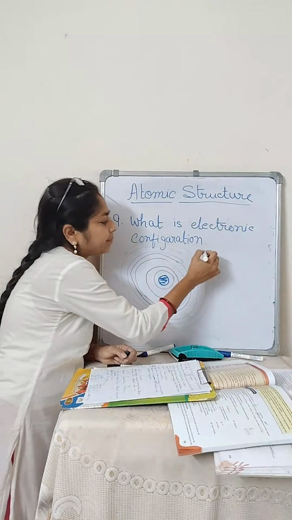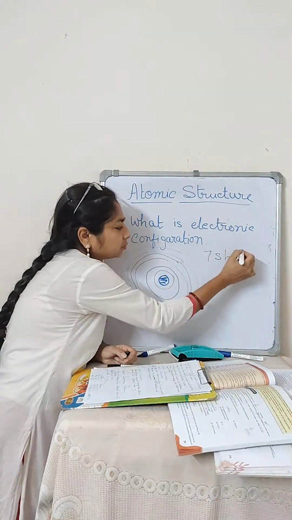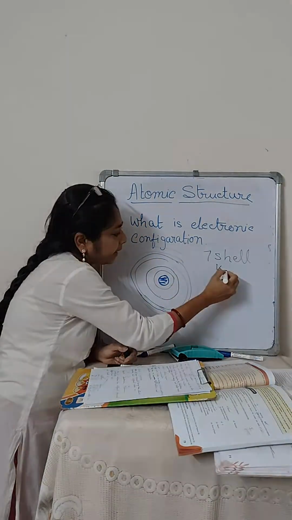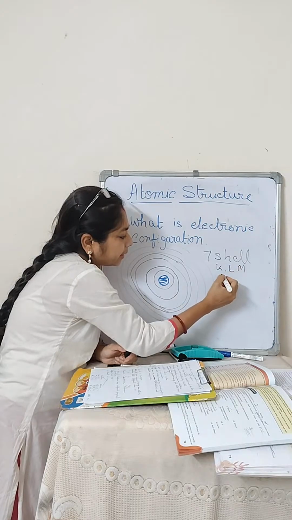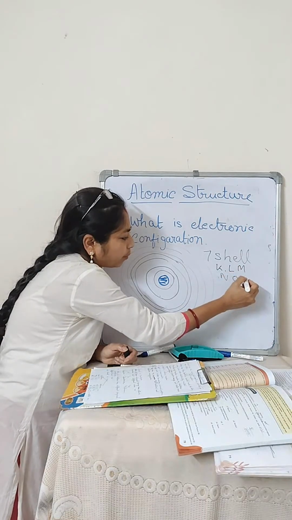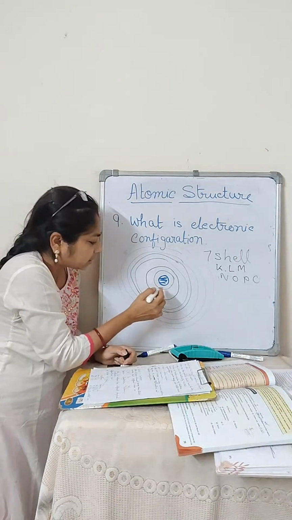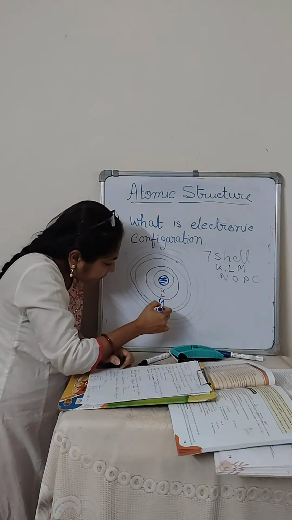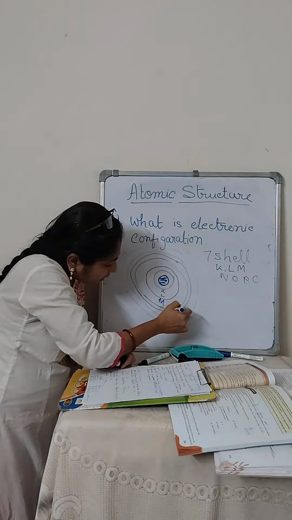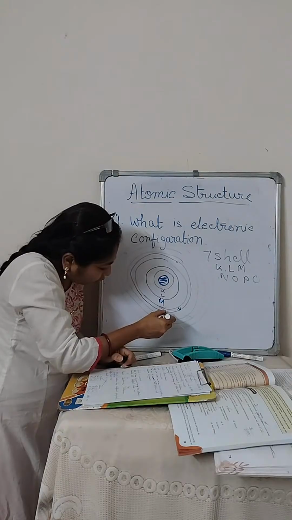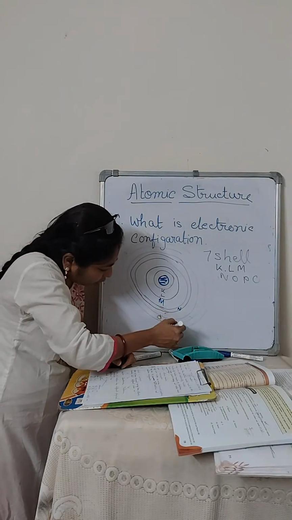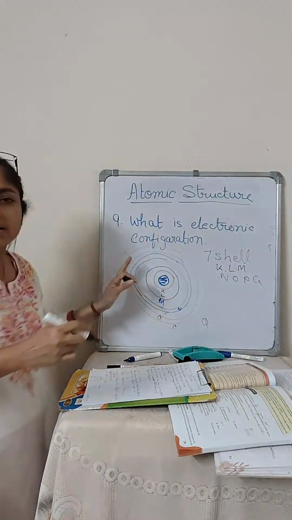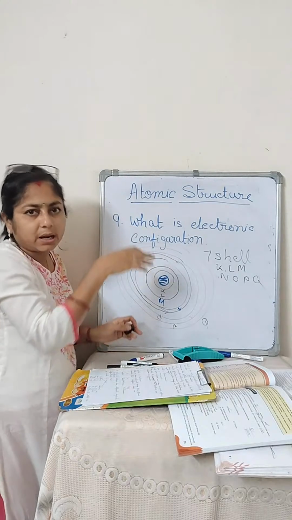Look, there are 7 shells. The shells' names, in order, start with K: K, L, M, N, O, P, Q. First one K, L, M, N, O, P, that are 7 shells. In the shell, what's happened?